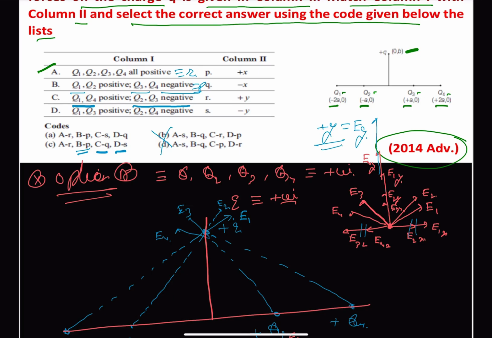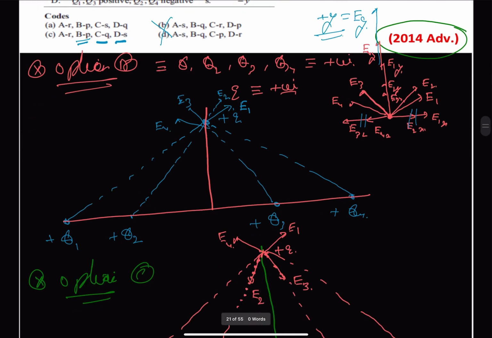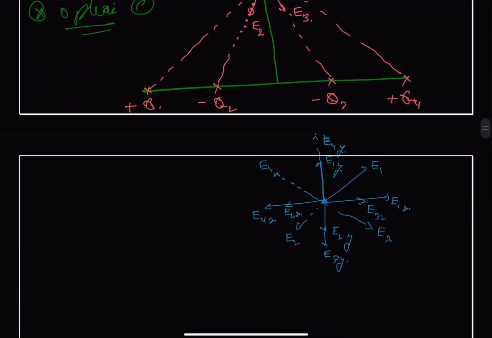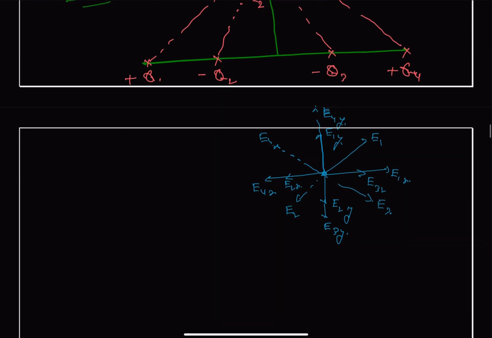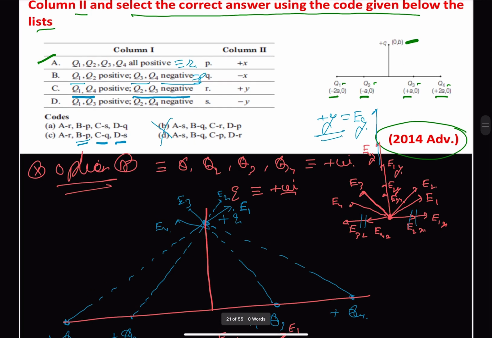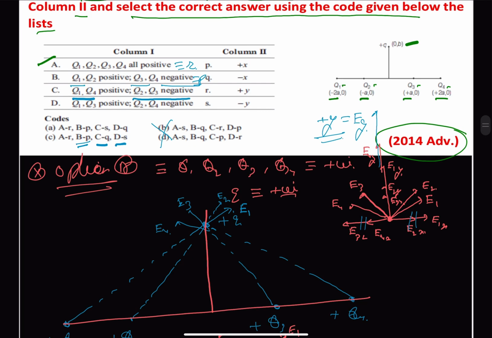Q1, Q4 positive, Q2, Q3 negative. So from here the net will be along our y-axis, which is a negative axis. Okay. So therefore option C is going to give us S. Okay. So option number A is the correct option.